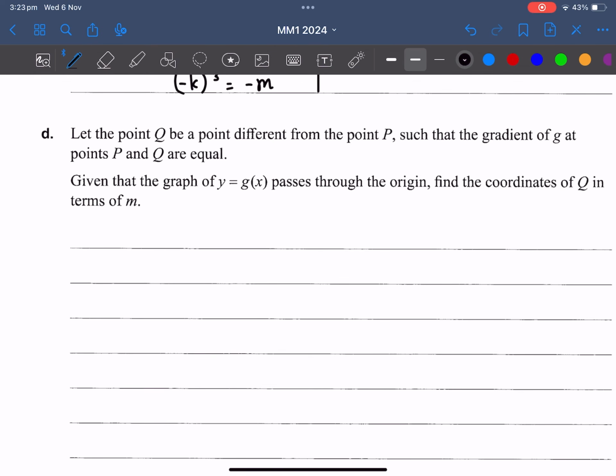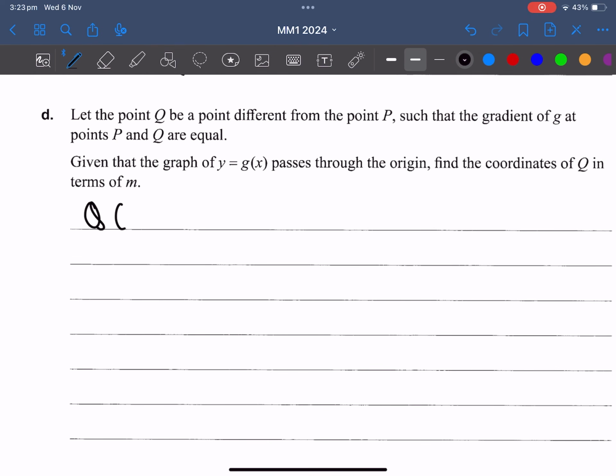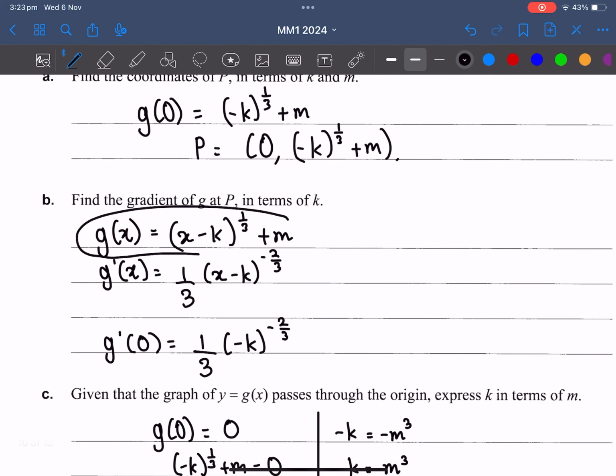Okay, so what they're basically saying is, let's say I take Q as (x, g(x)). Now, if I want to find the gradient at Q, how would I do that? g(x) is equal to the equation that we already have in terms of x. So if I want to find the gradient at point Q, which could be any point, I've just called it x and g(x). So x and y are my x and g(x). It could be just any point.